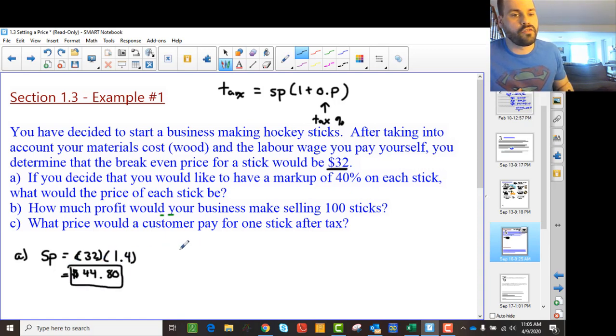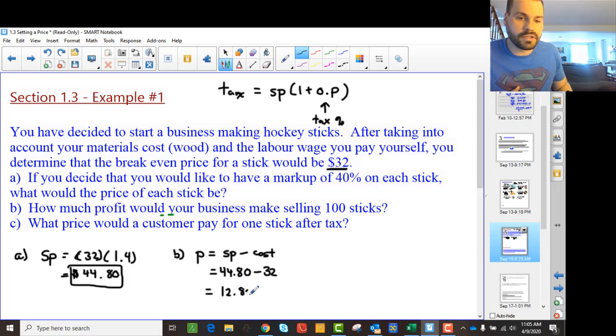Okay? Now for part B, it says, what would the profit be if you sold 100 sticks? So the first thing you have to do is figure out what the profit for one stick is. We take the sale price and we subtract the cost. So we take $44.80, which is what we're selling it for, and we subtract the $32, sorry, that it cost me, and I end up making $12.80 per stick. That's my profit per stick. So for 100 sticks, my profit is going to be 100 times that $12.80. So we're going to make $1,280 if we sell 100 sticks.